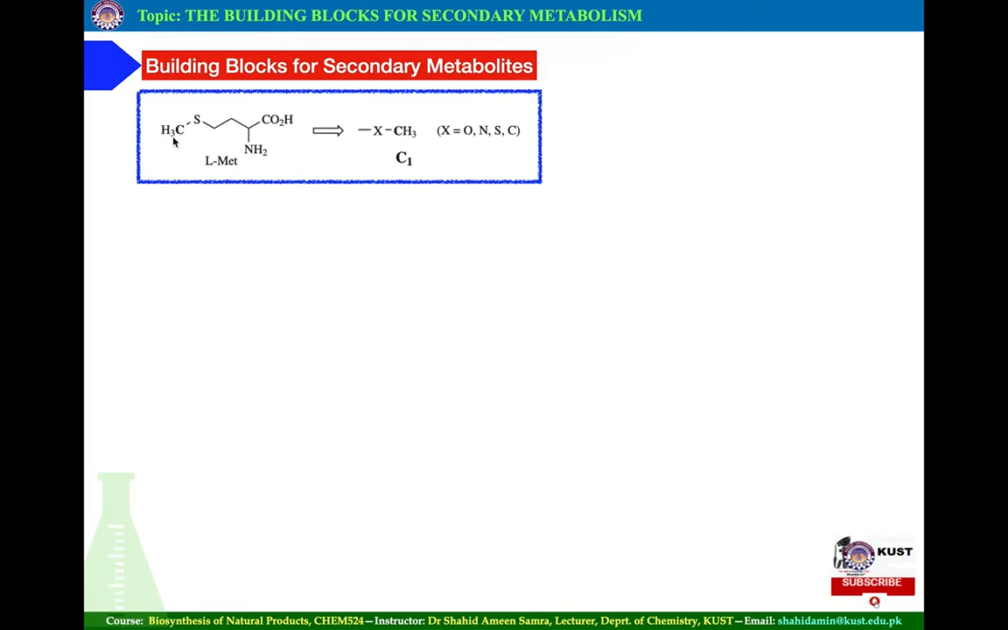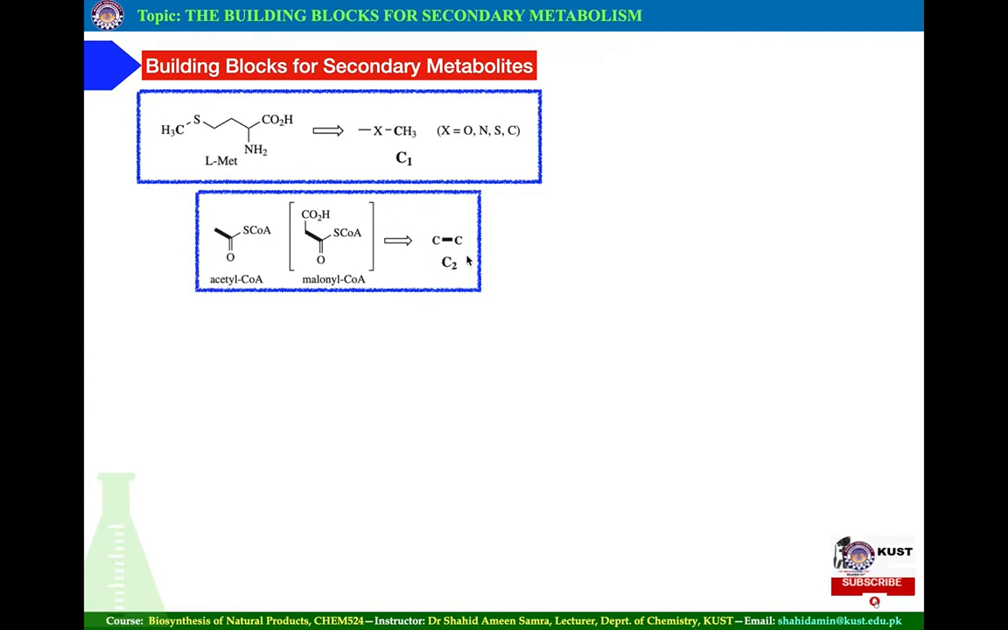This 1-carbon unit is normally in the form of a methyl group, for example in the form of a methoxy group, or in the form of N-methyl groups in different molecules. This methyl is normally attached to some other heteroatom, maybe oxygen, nitrogen, sulfur, or carbon. It may be oxygen, so in the form of methoxy; nitrogen, in the form of N-methyl; sulfur, so S-methyl; or simply another carbon atom. So the C1 unit will be provided by L-methionine.